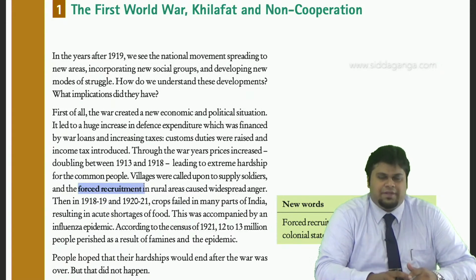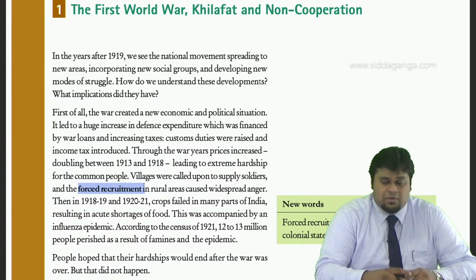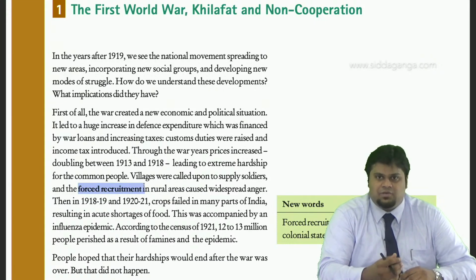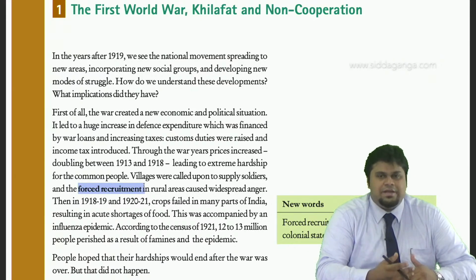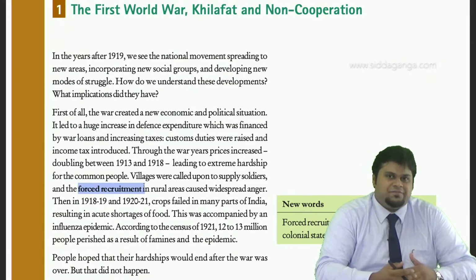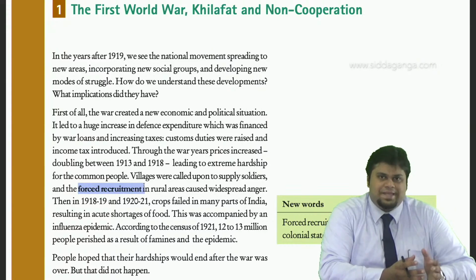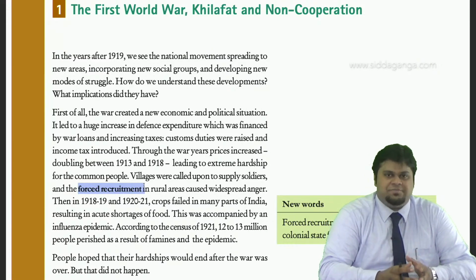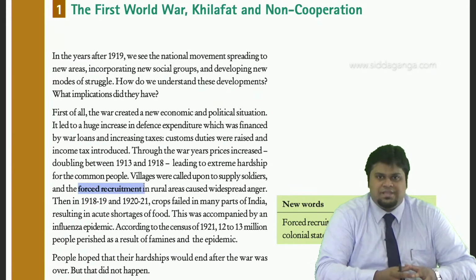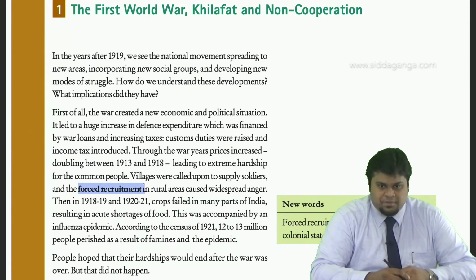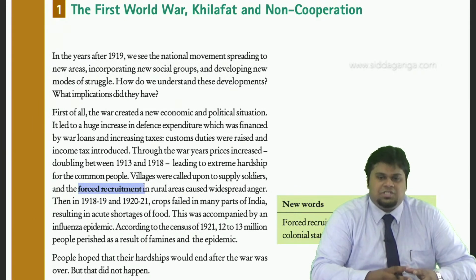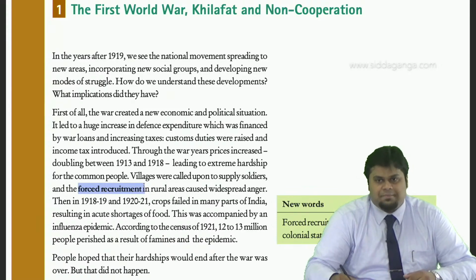At the same point of time, there was a very famous epidemic, or rather pandemic, very similar to what we are facing in the world right now, like the COVID pandemic. About 100 years ago, we had the Spanish flu epidemic. Once you have widespread disease and widespread anger and unrest, these were the perfect conditions for the country to develop a nationalist sentiment and eventually fight for freedom. People hoped their hardships would end after the war was over, but that did not happen.